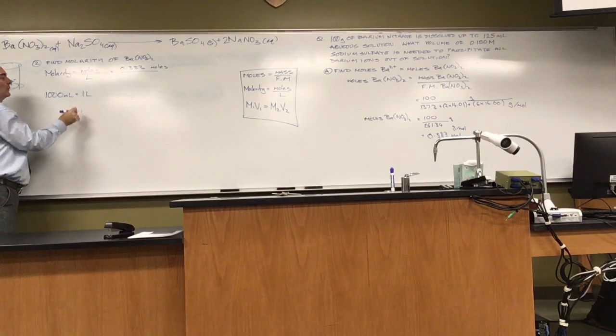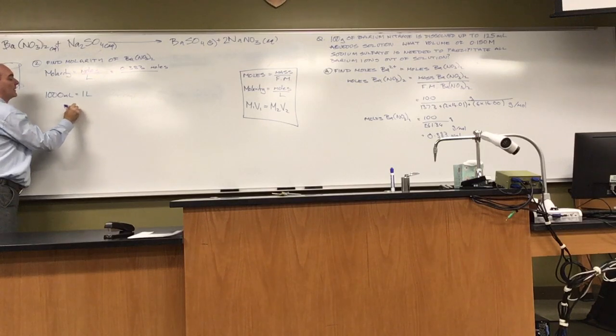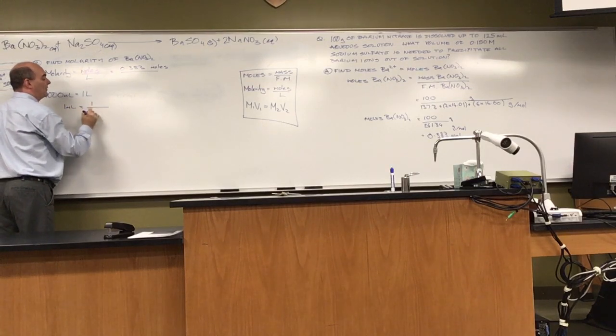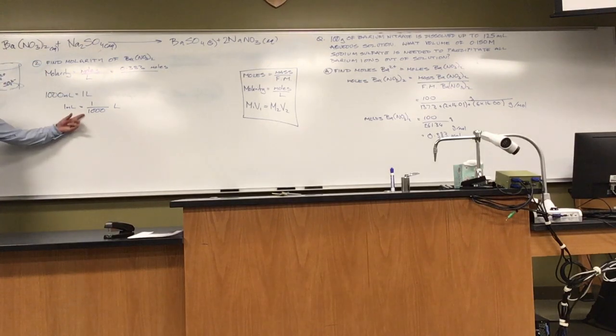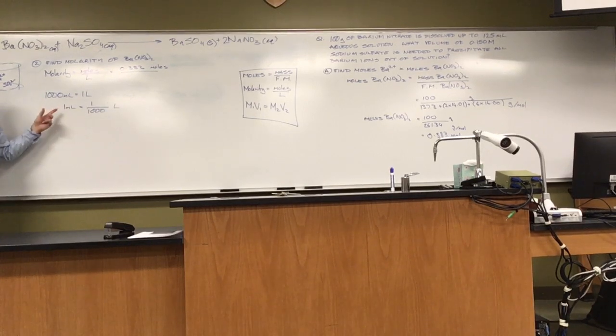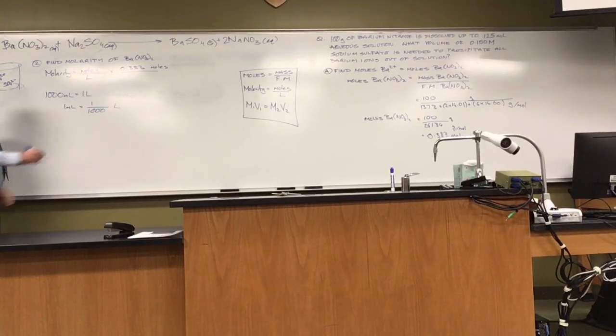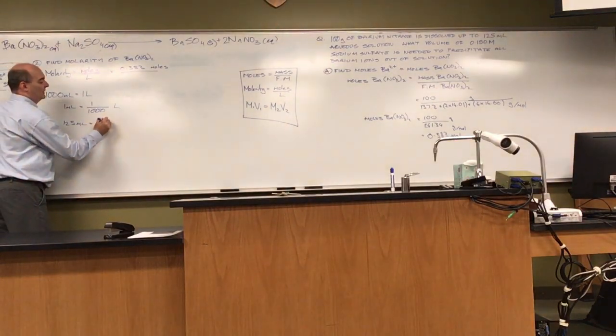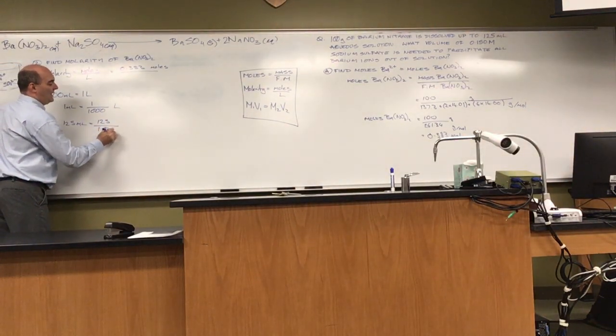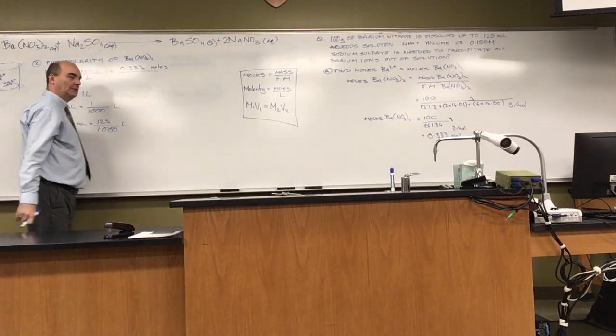Okay, so 1 milliliter is 1,000th of a liter. It's basically what we're getting at. For every milliliter, I have 1,000th of a liter, and I have to convert my milliliters into liters. So if I have 125 milliliters, that's 125 thousandths of a liter.